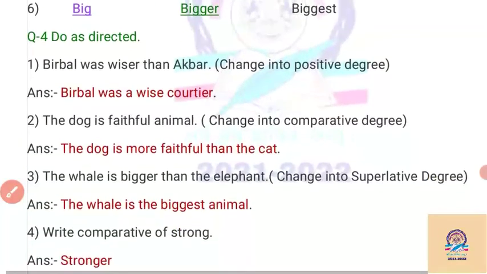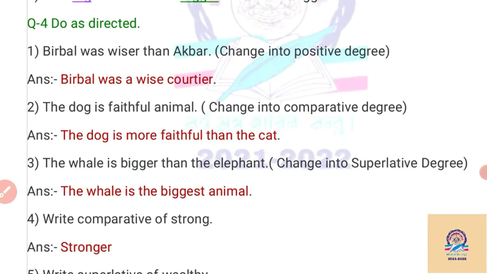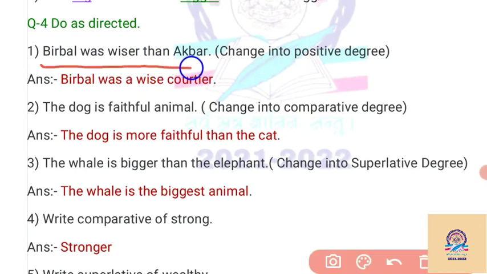Then we can say, do as directed. The first: Birbal was wiser than Akbar. We are comparing Birbal with Akbar, so that is the comparative degree. But here we have to change it into the positive degree. We are not going to compare Birbal with any person here. So in short, we can say that Birbal was a wise courtier.